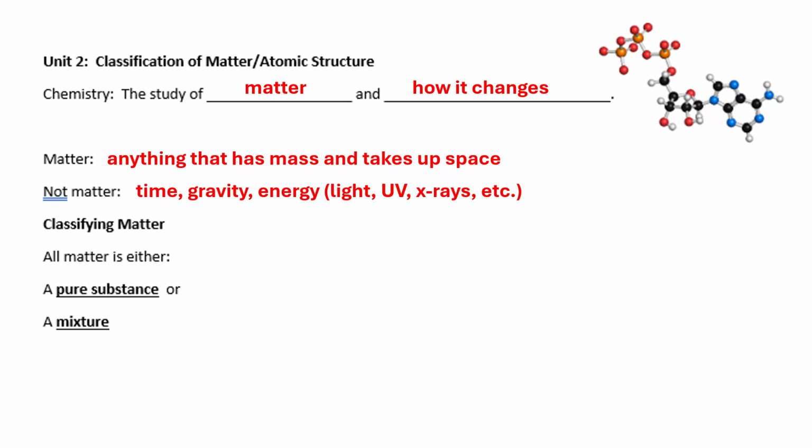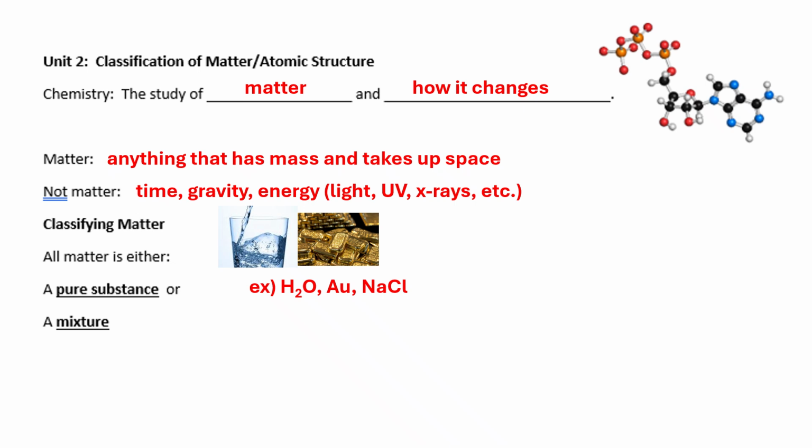If you have a chunk of matter and you want to break it down into categories so you can better understand it, you can first categorize anything as either a pure substance. Some examples would be water, gold, table salt. Those are things that are pure. They can't be easily broken down.